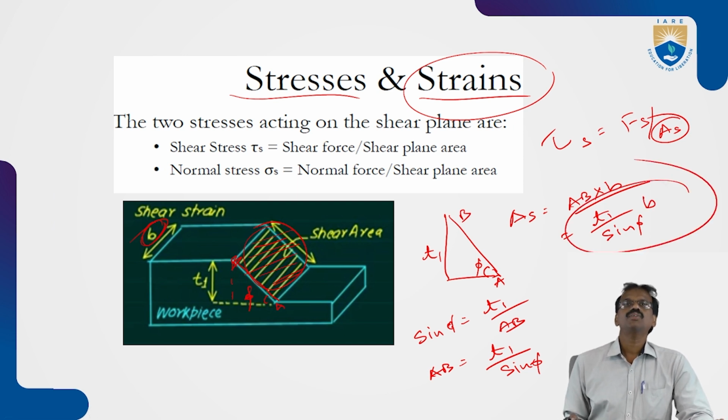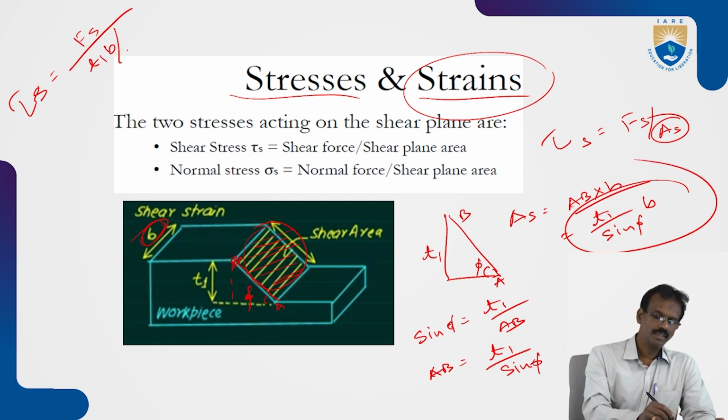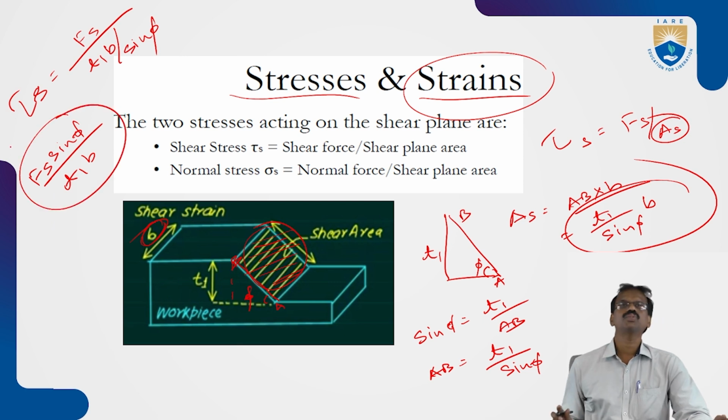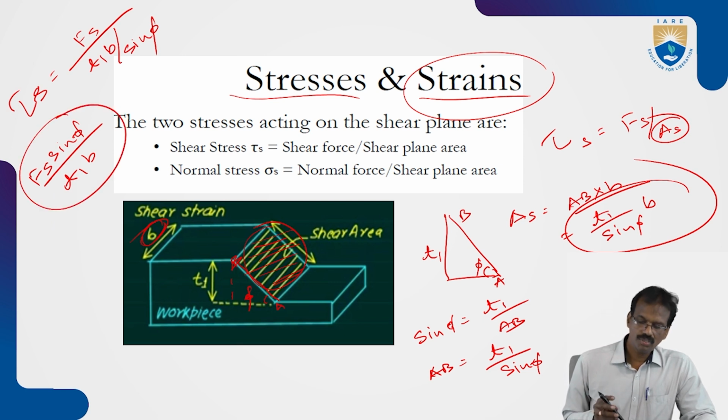Then you can find out the shear stress. Shear stress, obviously, is equal to shear force Fs by shear area, T1b by sin phi. So this is the formula. Otherwise, Fs sin phi by T1b. So this is the formula. By using this formula, you can find out the shear stresses. Okay. Now you will see the strains.